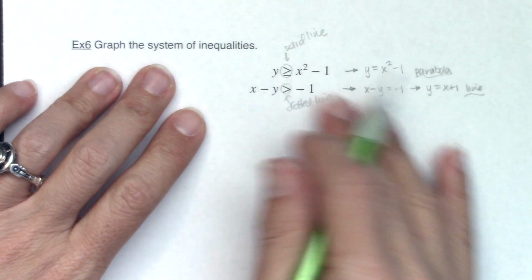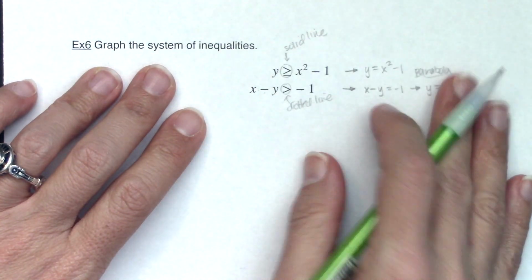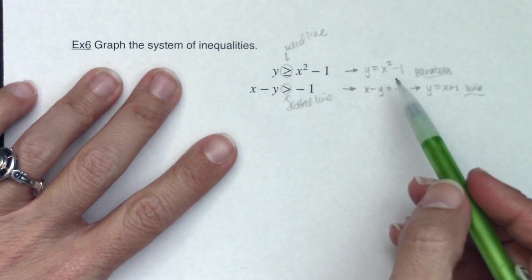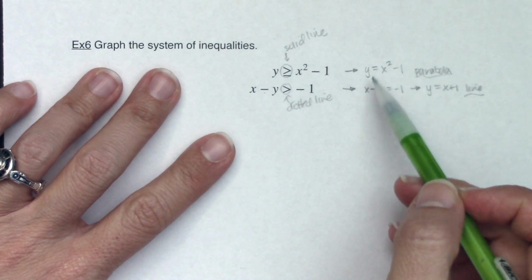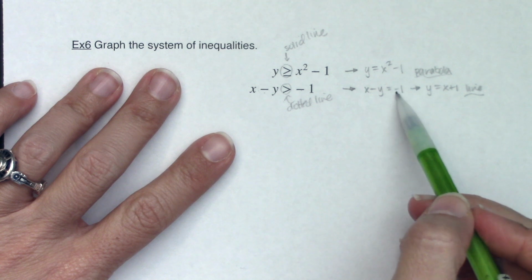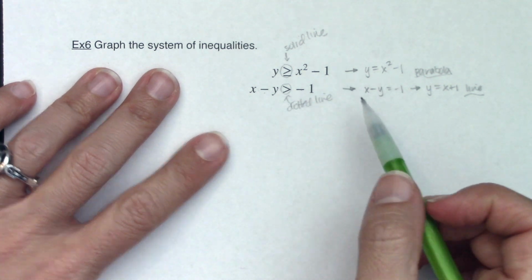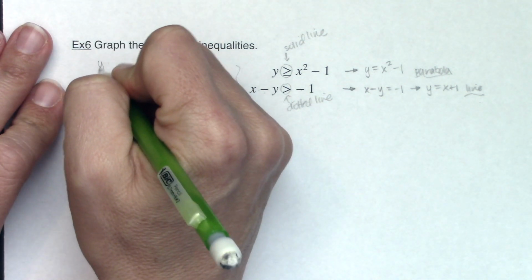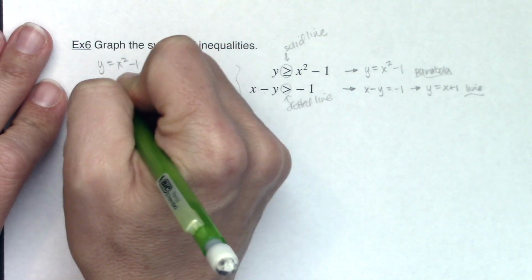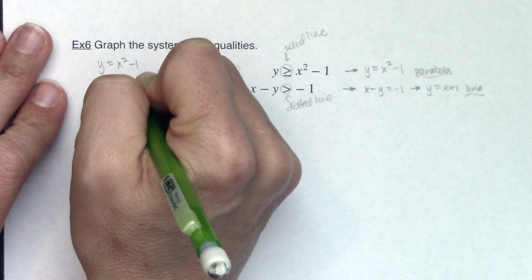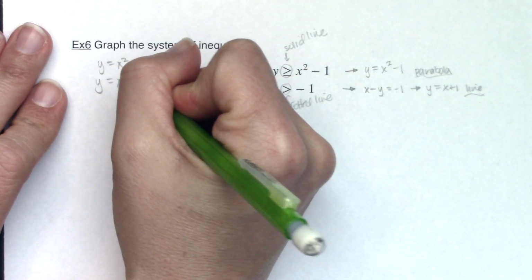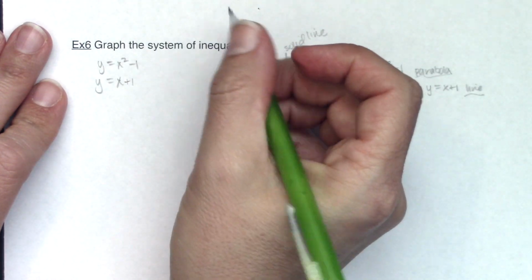Before I go and shade or use test points, I'm going to figure out where the intersection of these two equations is. I'm going to pretend this is a system of equations and solve that and then use that in my graph. So I'm just going to do some side work here. I'm going to think about when y equaling x squared minus 1 is going to intersect with y equaling x plus 1. And I'm just going to use substitution.